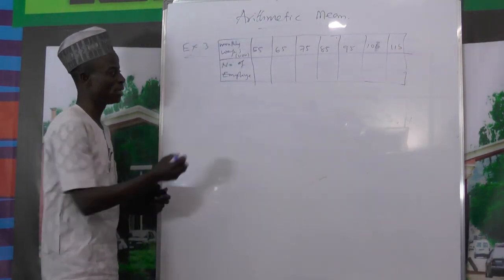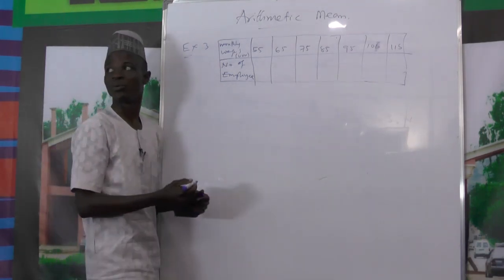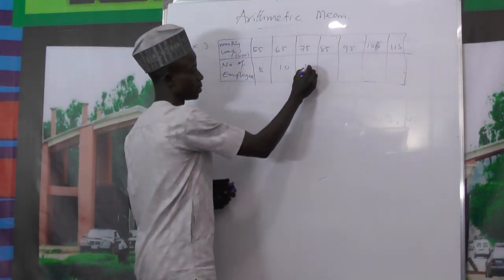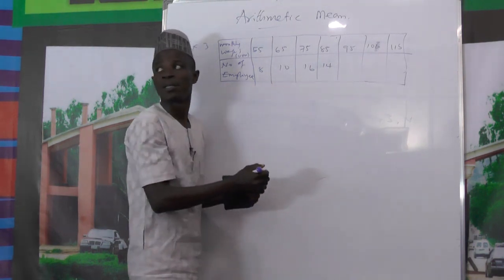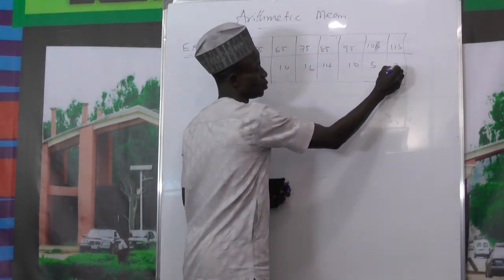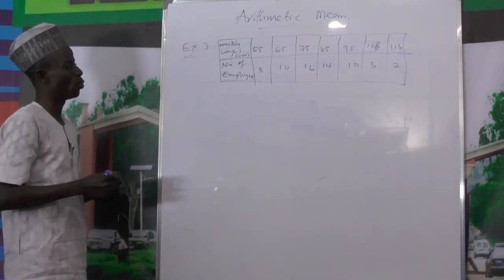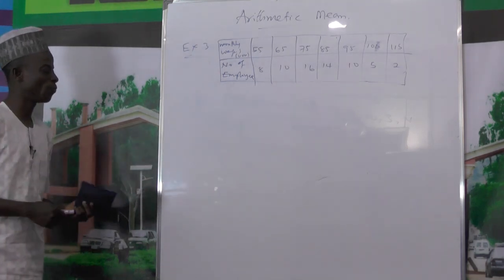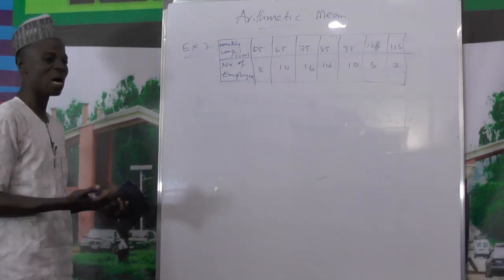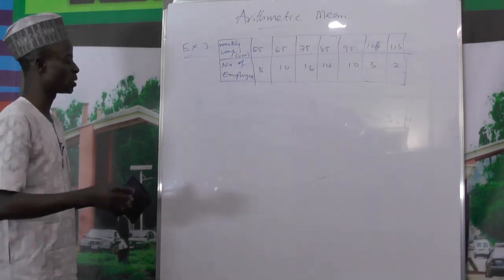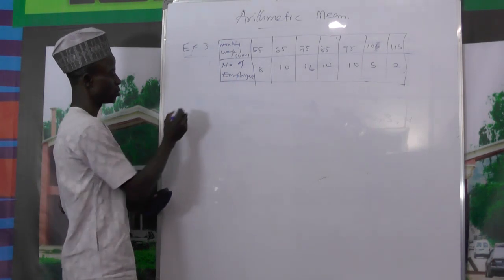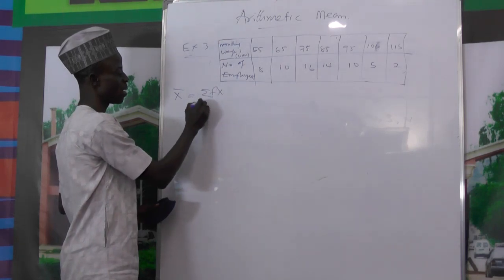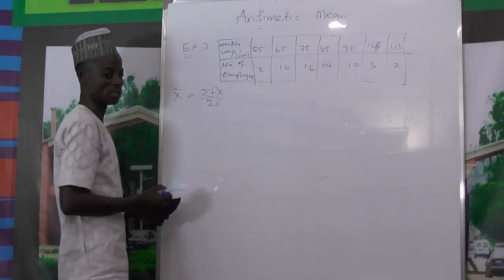The number of employees in this frequency, we have 8, 10, 16, 14, 10, 5, and 2. So we are asked to compute the arithmetic mean for this. To compute the arithmetic mean, the first thing we need to do is bring out our formula. So if we bring our formula out, which is x bar, which is the sum of frequency multiplied by x all over the sum of our frequency.